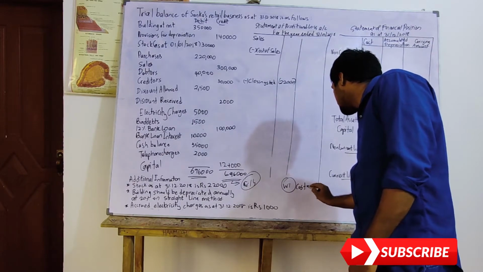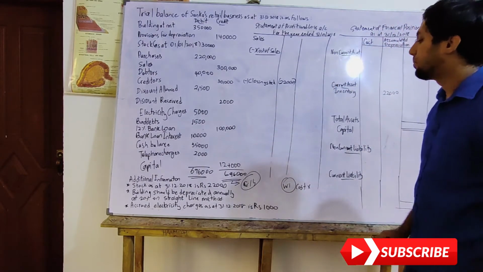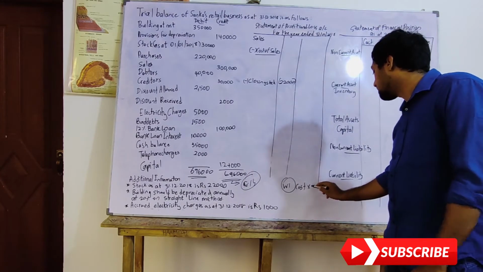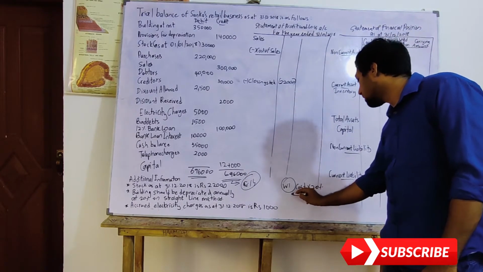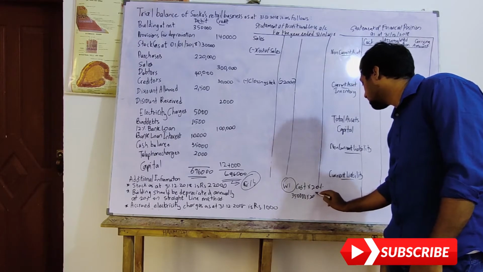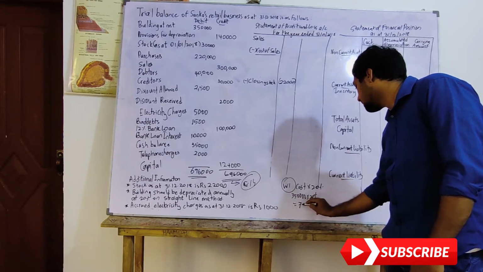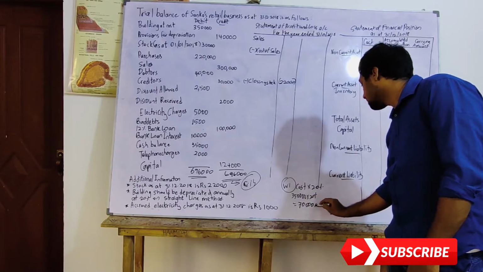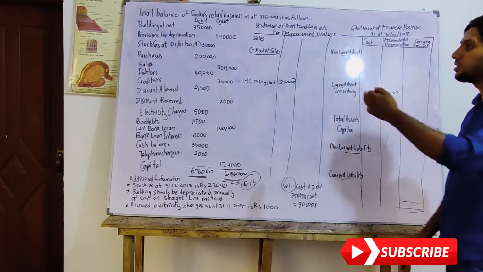Always take the cost and multiply by the percentage which they are given, which is 20%. So here the cost is 350,000 and 20% will give me 70,000. So this is the actual depreciation of building.